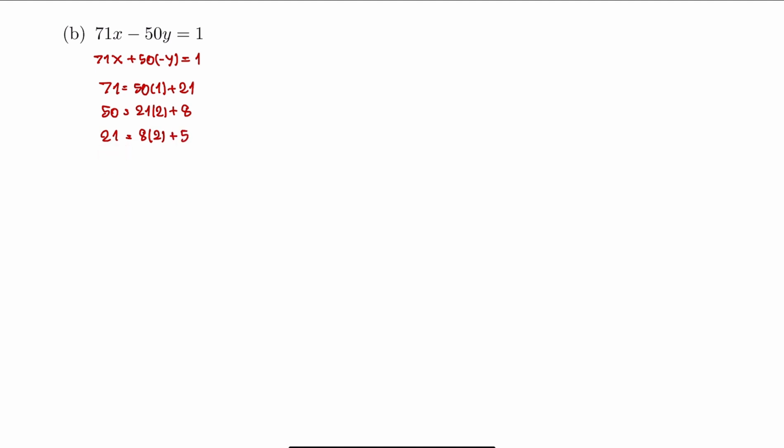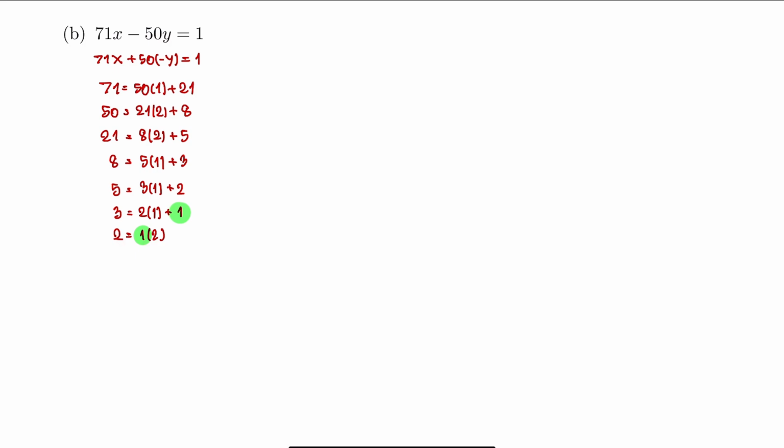And then we divide 8 by 5. So we're going to have 8 equal to 5 times 1 plus 3. Then we have 5 equal to 3 times 1 plus 2. And 3 equals 2 times 1 plus 1. And then we have 2 equal to 1 times 2. Sorry, it should be 1 times 2. And the last nonzero remainder is 1, because now the remainder is 0.